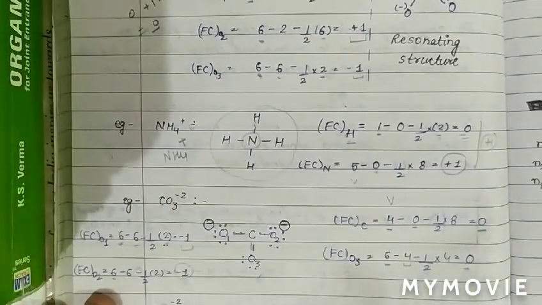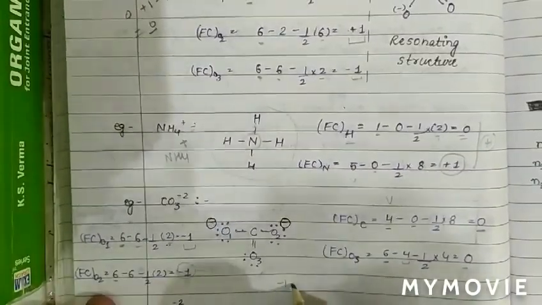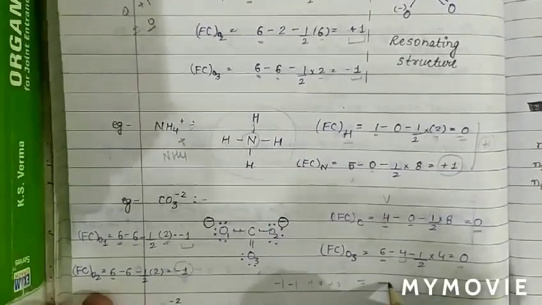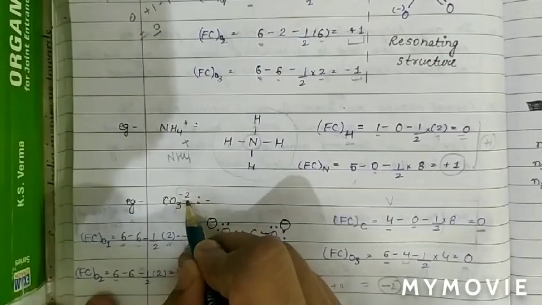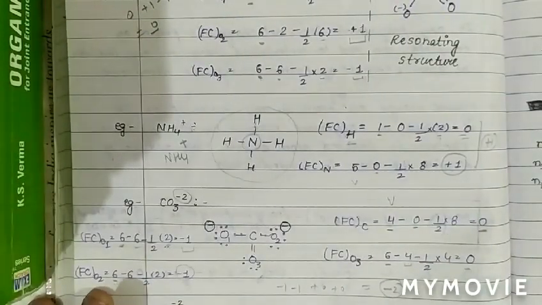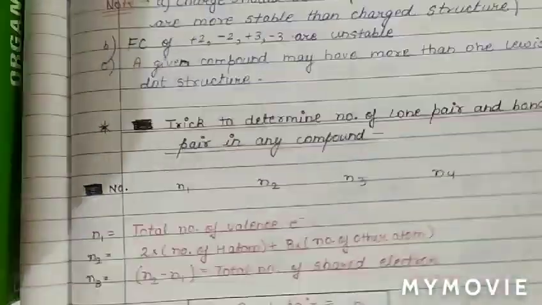Now we will calculate the total charge. As we can see, minus 1, minus 1, and 0. So net charge on the molecule is minus 2. Therefore the carbonate ion carries minus 2 units of charge. So this is basically the concept of formal charge. Now write a note about formal charge.